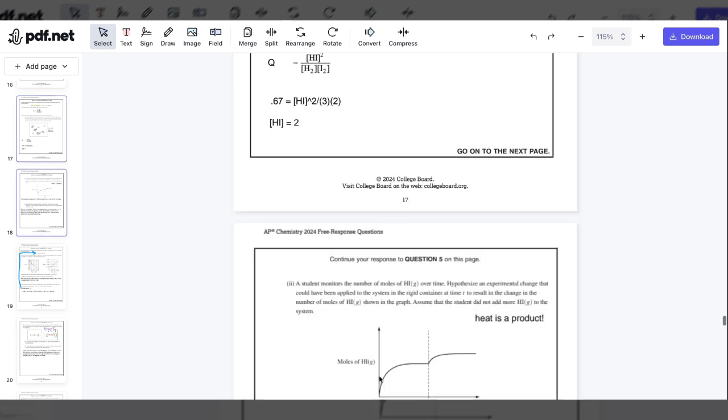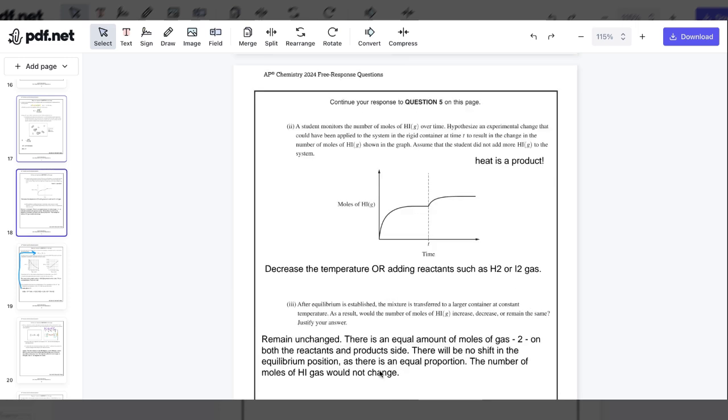For part B2, it goes, a student monitors the number of moles of HI gas over time. Hypothesize an experimental change that could have been applied to the system in the rigid container at time t to result in the change in the number of moles of HI gas shown in the graph. Assume that the student did not add more HI gas to the system.